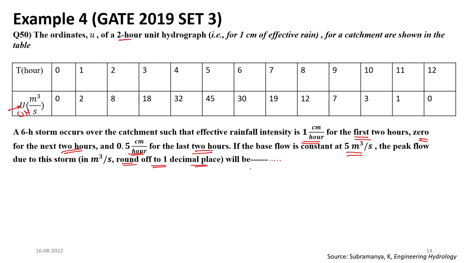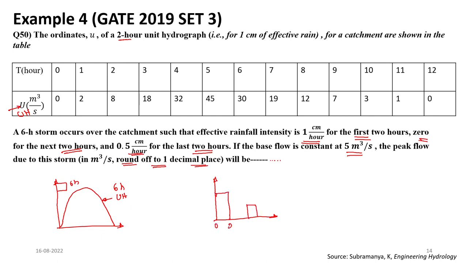So let's read what they have given. They have given one unit hydrograph. Let's say this is a unit hydrograph. Now they mention that there is a complex storm which occurred in this way: 0, 2, 4, 6. Here they have given the rainfall intensity.